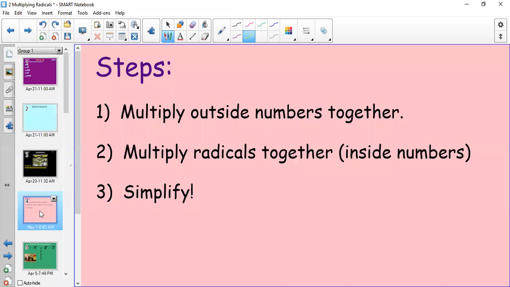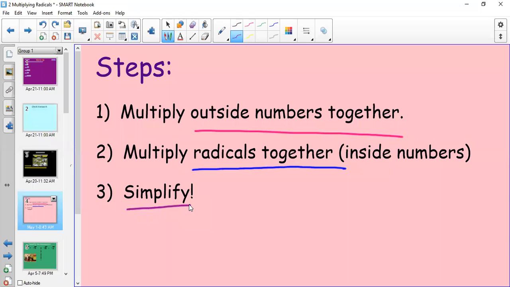First off, let's talk about the 3 steps. Step 1 is to multiply outside numbers together. Step 2 is to multiply the radicals together, or inside numbers. And the last step is to simplify our radical in the end. All right, so let's see what this looks like.